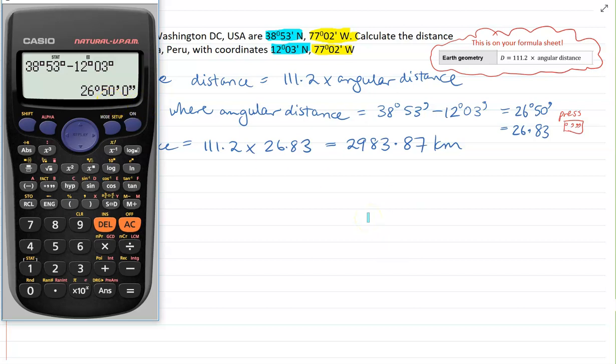To proceed with using the formula though, our degrees have to be in decimal form, okay? So at the moment they're in degrees minutes form. You have to convert them to decimal form. So all you need to do is to press the degrees minutes seconds button again, and it will convert it to decimal form for you, okay? So then it's just a matter of multiplying that by, and you'll get 2,983.87 kilometers.